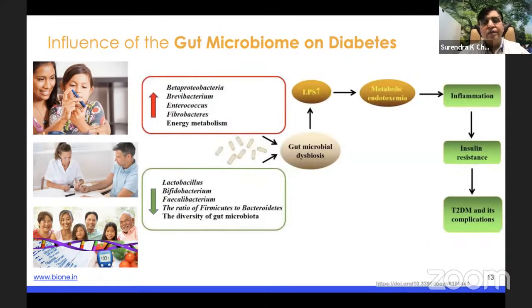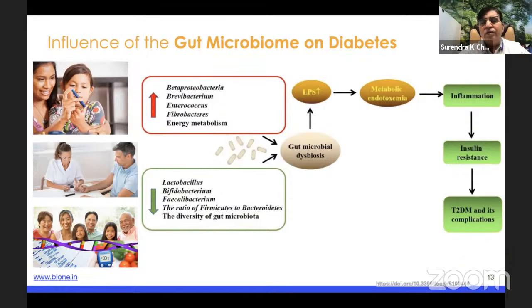You can clearly see from this diagram how that group, or battery, of bacteria in the system impacts the whole process, like energy metabolism and diversity in the gut. If bacteria like Enterococcus or Fibrobacter increase, or if Lactobacillus, Bifidobacterium and Akkermansia decrease, in that case you basically have gut dysbiosis.